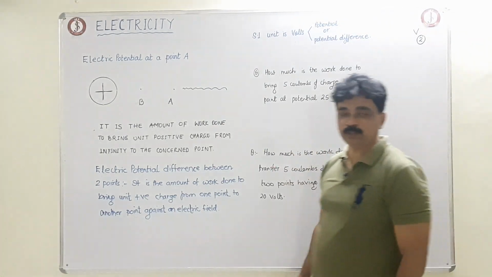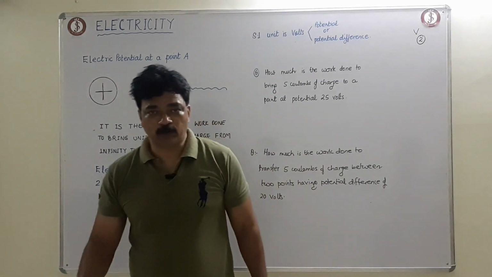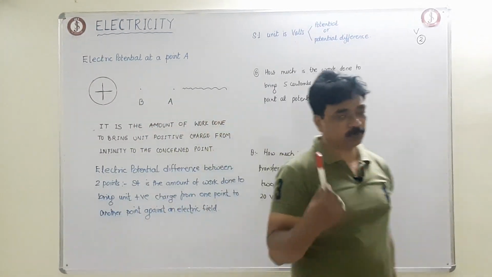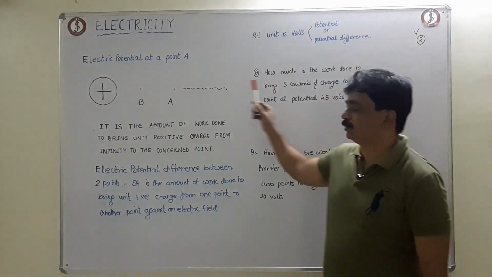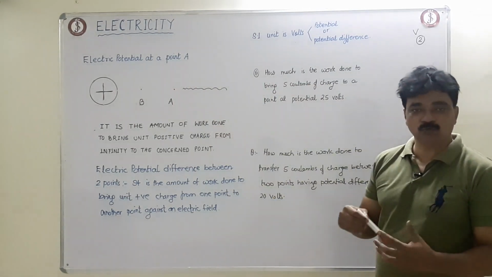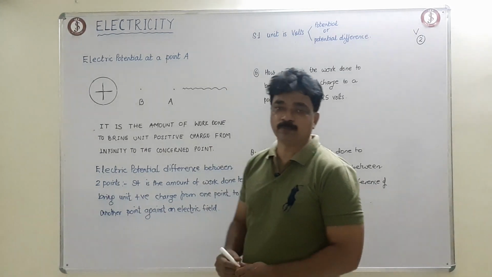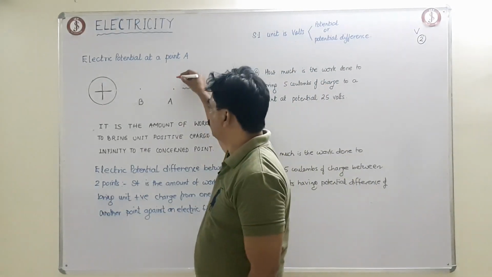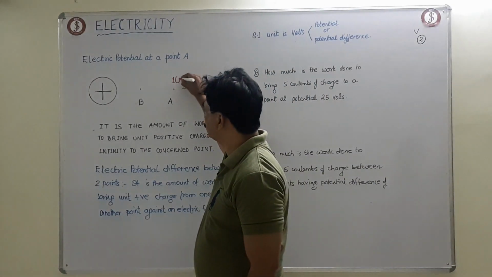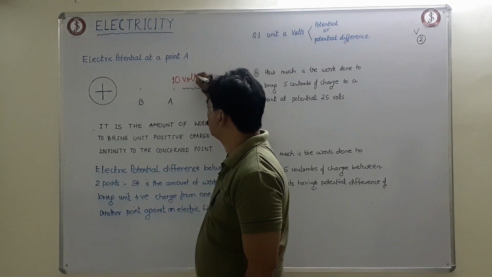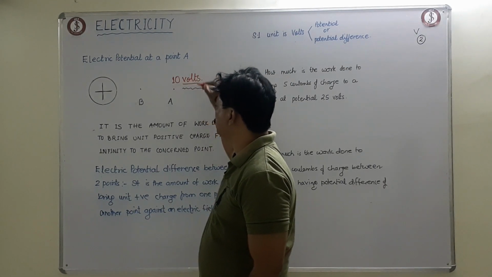I told you how a body can carry 1 coulomb of charge. So unit positive charge. Now when I am bringing it towards point A, I have to do work. To bring 1 coulomb of charge, say for example, I did 10 joules of work, then the potential at this point will be said to be 10 volts. So the unit of potential is volts.